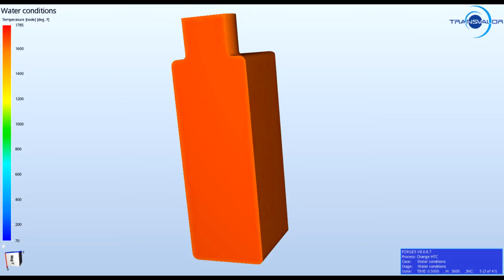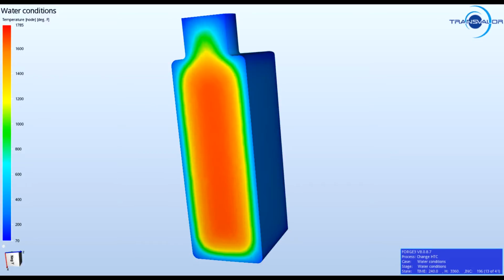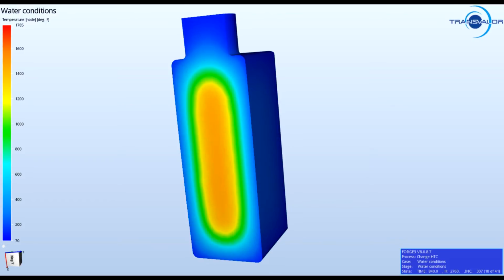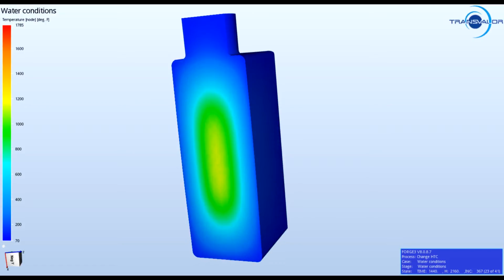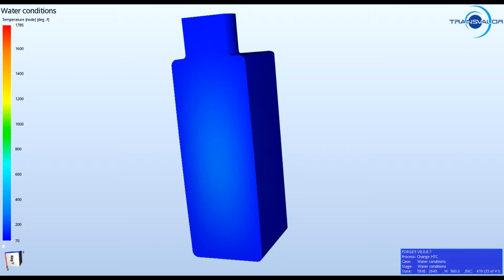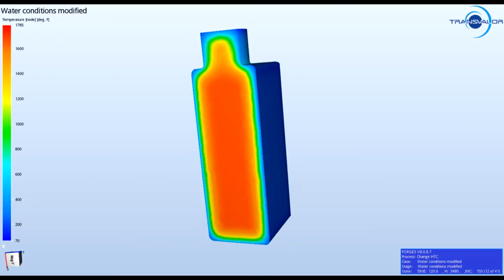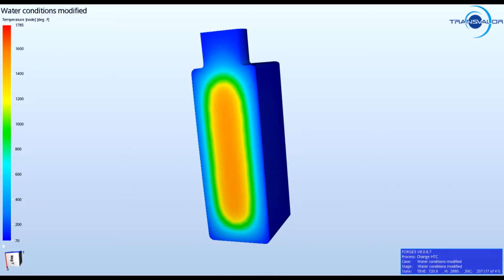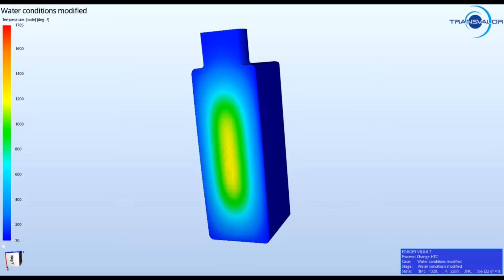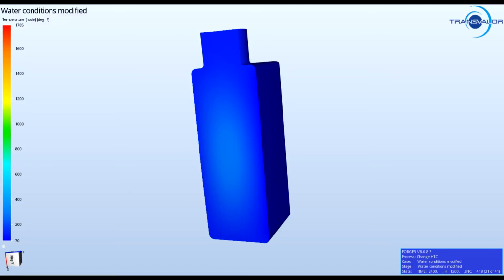We now show the temperature evolution for the reference case without local heat transfer coefficient. The cooling is symmetric throughout the part. We now show the temperature evolution for the modified case with local heat transfer coefficient considered on the right-hand side surface. The cooling is no longer symmetric throughout the part. The right surface cools faster than the rest of the part.